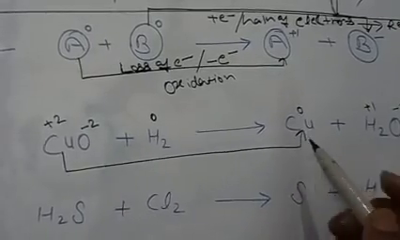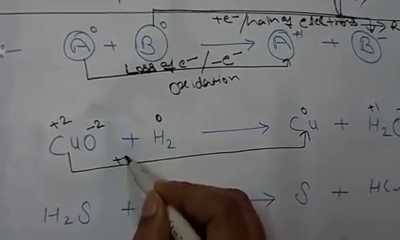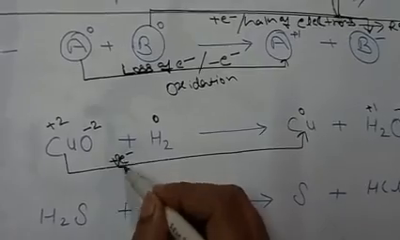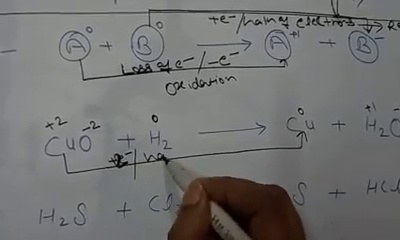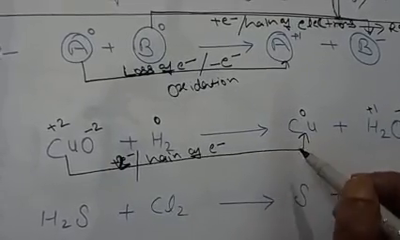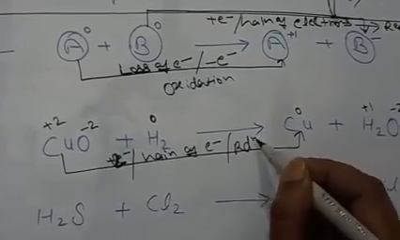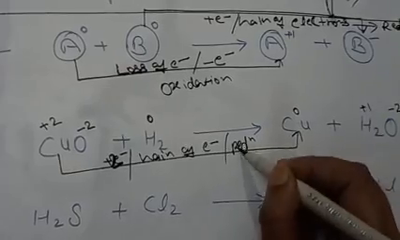Here it is +2 to 0, which means copper is gaining 2 electrons. So here it is gain of electron, and gain of electron is called reduction.